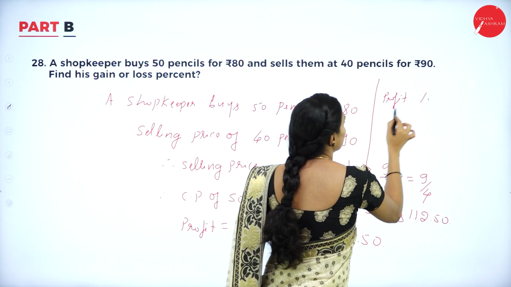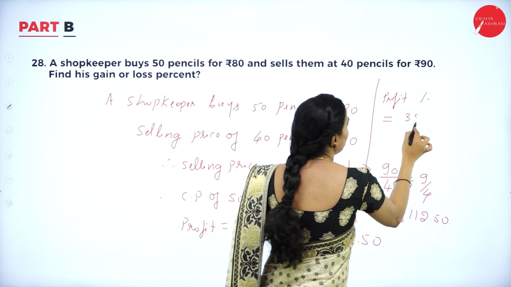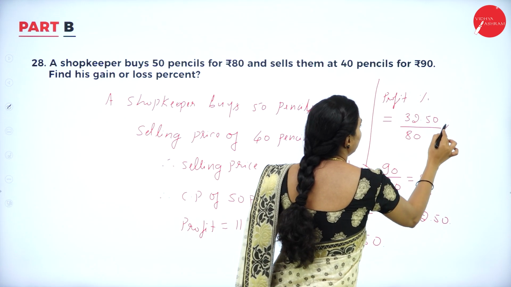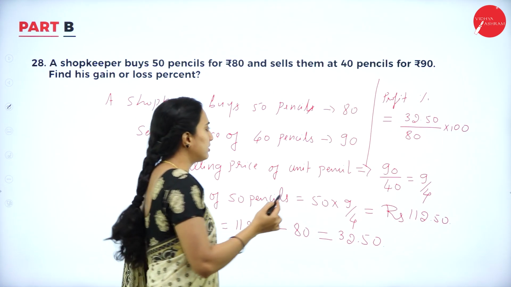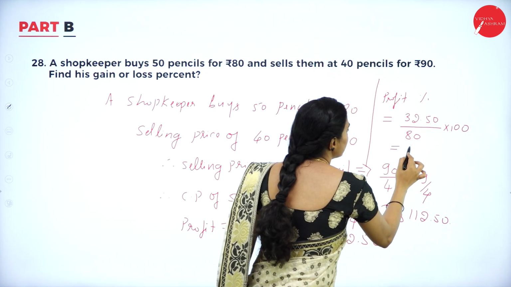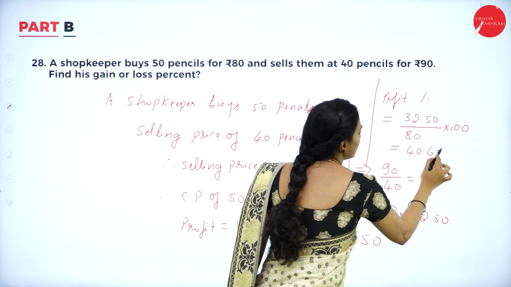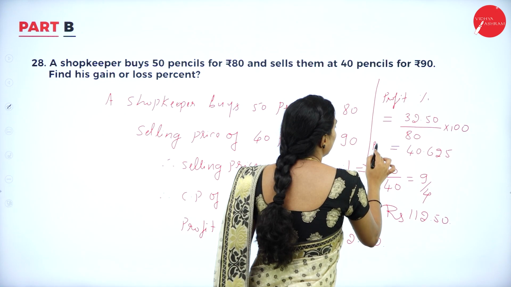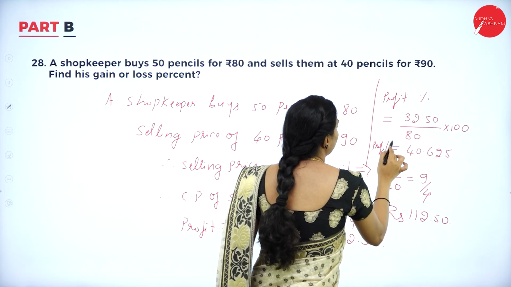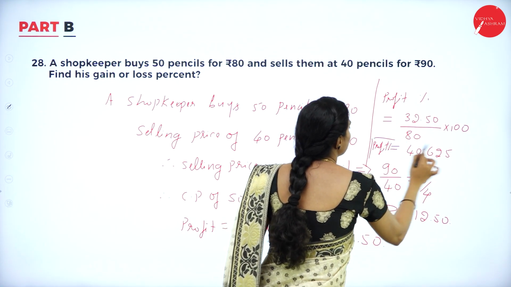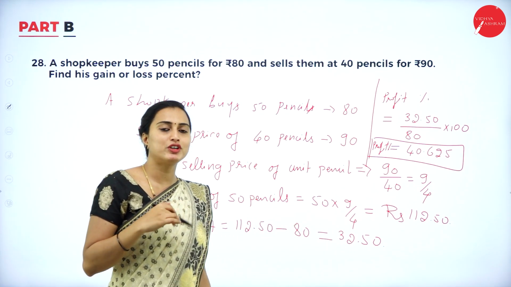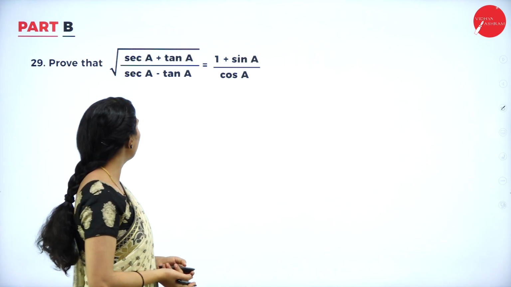Profit percentage is equal to 32.50 divided by 80 into 100. The profit percentage, you are going to get the answer as 40.625%. Okay. This much profit percentage he is going to have. So this is the profit percentage. I hope you understood this problem. We will be moving on to the next question.